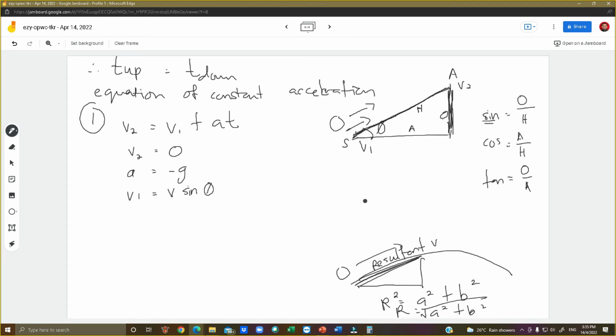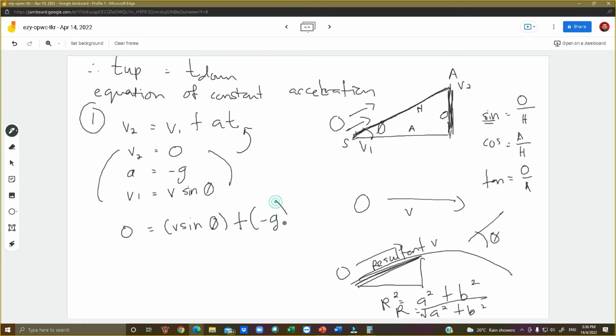Because this movement is not straight macam ni. Kalau straight, V saja. Tapi kalau dia ada angle, we need to include the angle. Because based on the angle, the speed is going to change. Okay, itu yang pertama. Ini adalah 3 maklumat yang kita tahu, and we are going to substitute these 3 into the equation first. It will be 0 equals to V sin theta plus A negative G, and we have T.